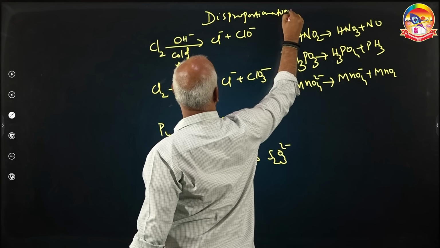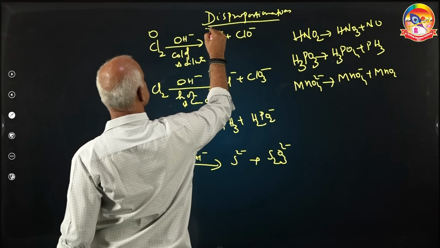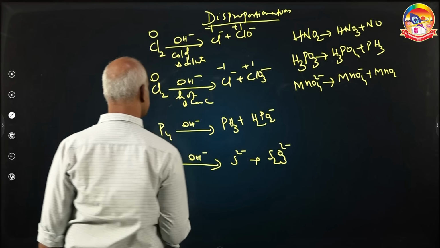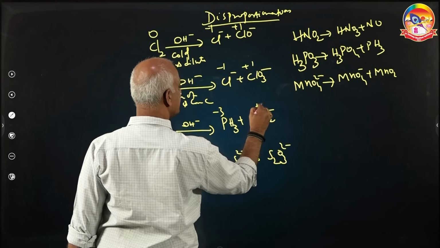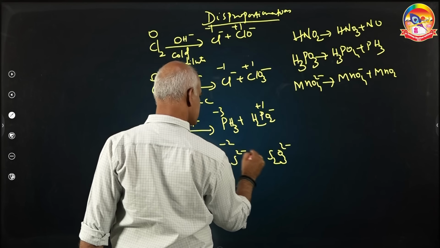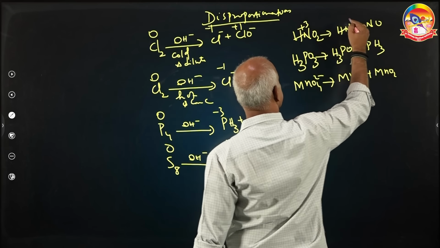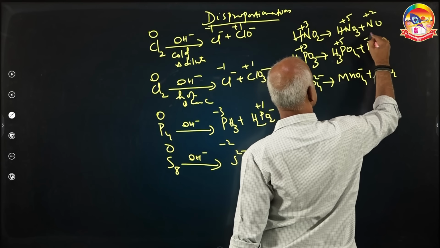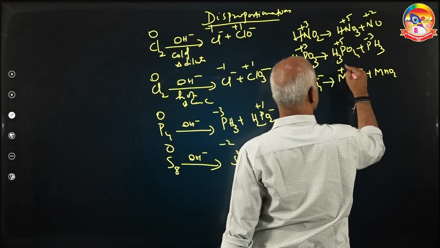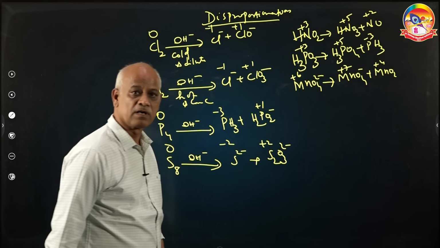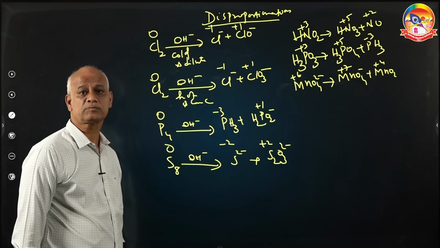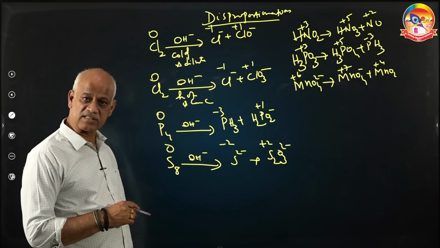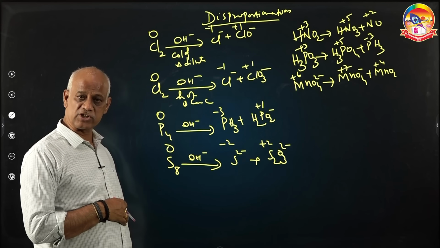Disproportionation. You can see 0 here will become minus 1 and plus 1. 0 here will become minus 1 and plus 1. 0 here will become minus 3 and plus 1. 0 here will become minus 2 and plus 2. Plus 3 here will become plus 5 and plus 2. Plus 3 here will become plus 5 and minus 3. Plus 6 here will become plus 7 and plus 4. Redox reactions in which the same element undergoes both oxidation and reduction simultaneously are called disproportionation reactions.